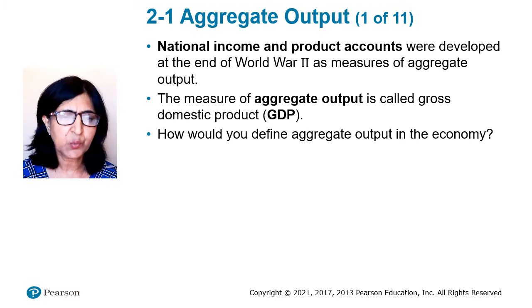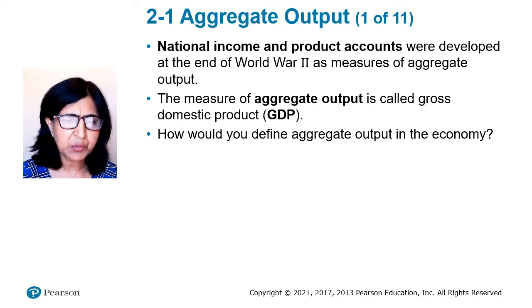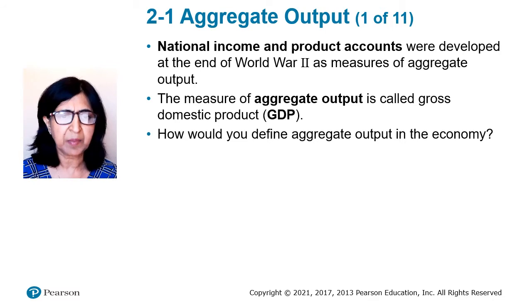Section 2-1 Aggregate Output. Economists studying economic activity in the 19th century or even during the Great Depression had no measure of aggregate activity on which to rely. Aggregate is the word macroeconomists use for total. They had to put together bits and pieces of information, such as the shipments of iron ore or sales at some department stores, to try to infer what was happening to the overall economy.